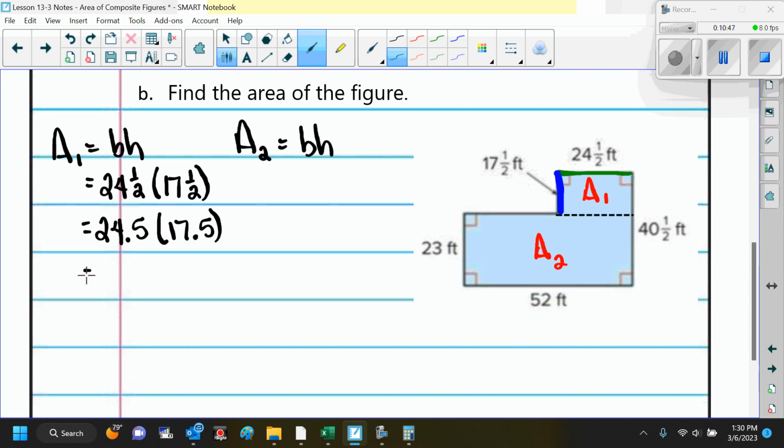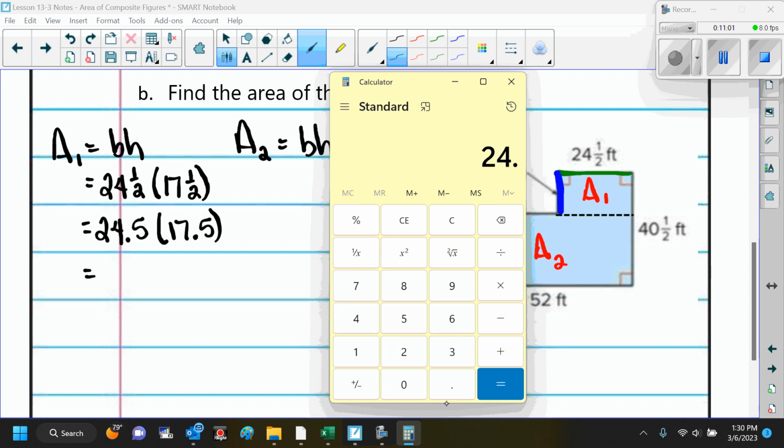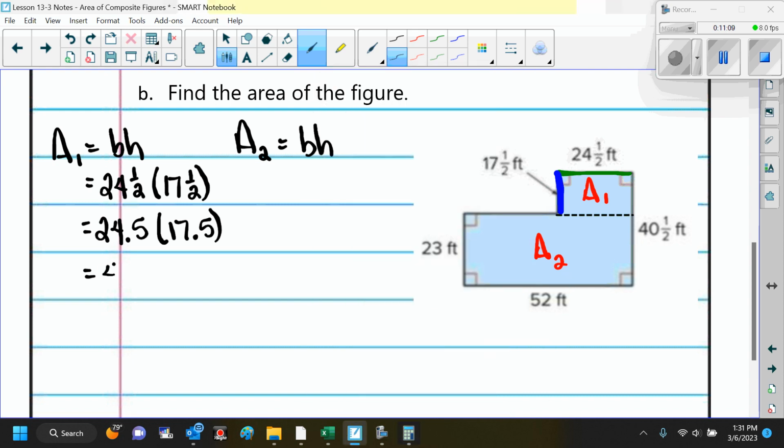I'm okay with that. And unless the question asks you to write your answer with a fraction, you don't have to do this with fractions. Okay? So we've got 24.5 times 17.5, and that's going to give us 428.75. And of course, this is feet squared, okay? Now, if I were to write this as a fraction, 0.75, of course, we know is 3/4, okay? So there are some of these decimals that you should know.